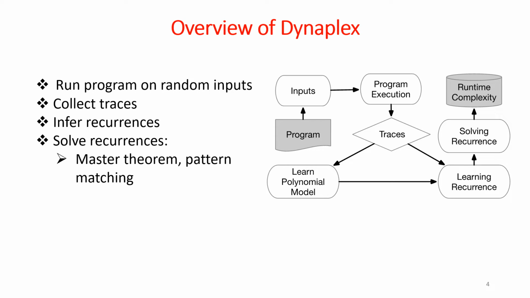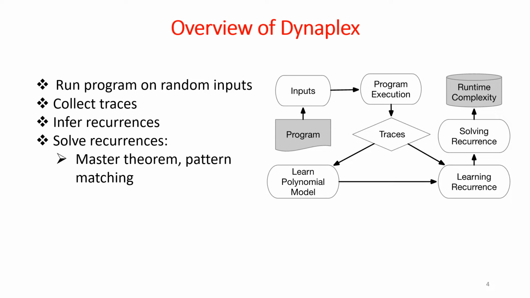I would like to take this time to give you an overview of Dynaplex's architecture. Dynaplex takes as input an instrumented program and outputs a runtime complexity in big O notation. First, Dynaplex runs this instrumented program on a bunch of random inputs and collects execution traces. These execution traces are the size of input and the depth of recursion per each step.